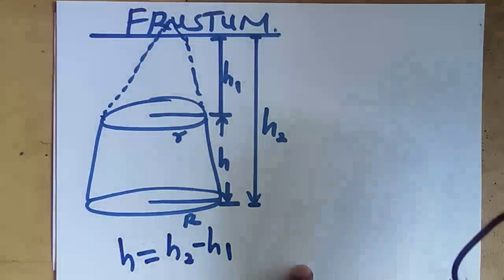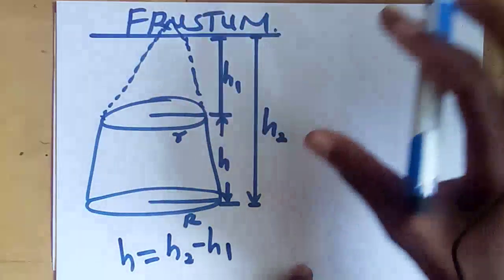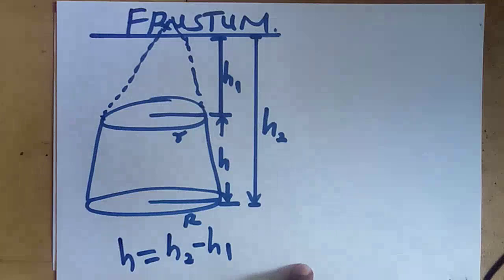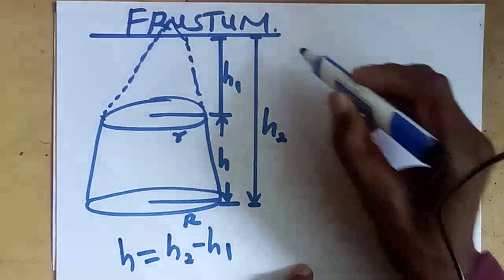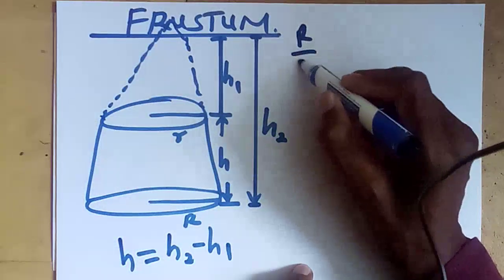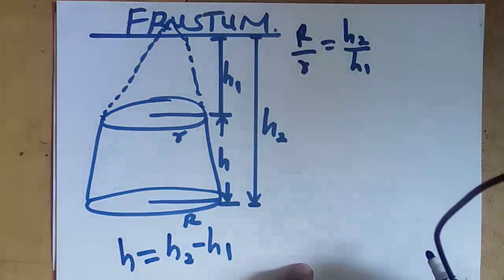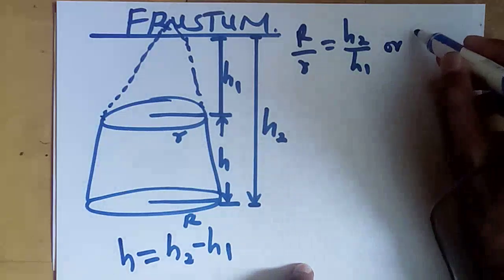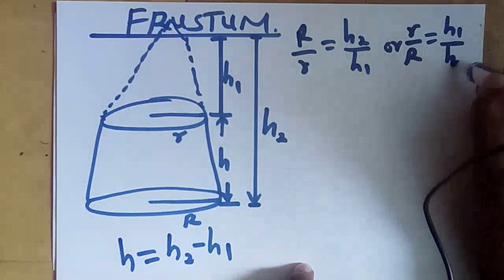Now, I want you to recall that in terms of similarities, we assume that the cone that is chopped off is actually similar to the whole cone. Therefore, applying that similarity and enlargement, you can realize that R over small r should be h2 over h1. That's one. Or this one can also be taken to be true, where we have small r over capital R equals h1 over h2.